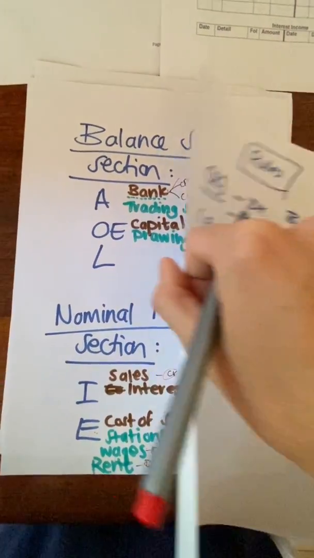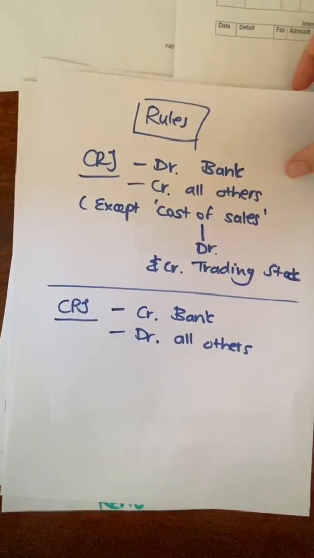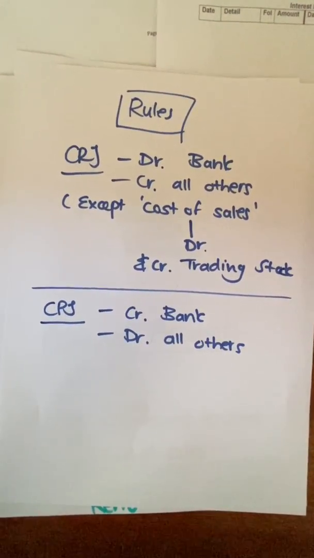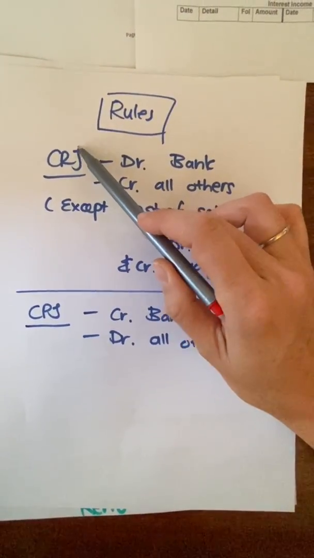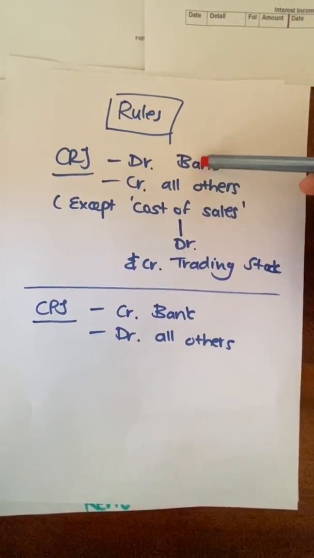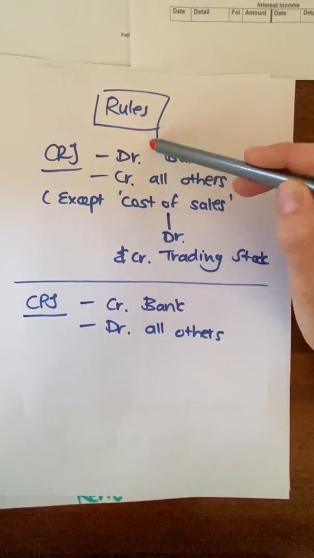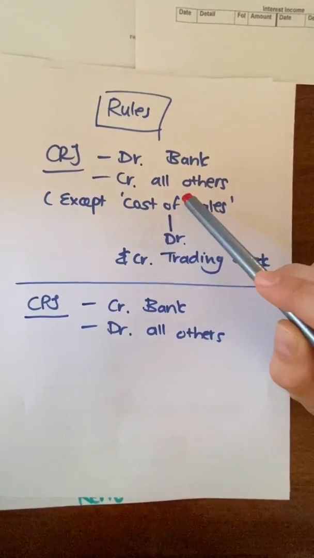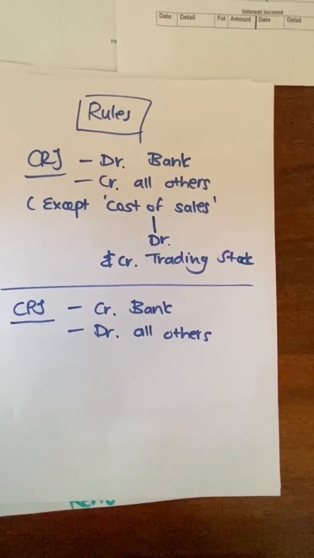Here are some rules, okay? If you want to do some memorizing, I would prefer it if you didn't. I would prefer it if you use that explanation that I gave you in the previous video, but if not, that's fine. Do this. When you are posting your cash receipts journal to the general ledger, you debit the bank account with your total receipts, and you credit all other accounts except for cost of sales. Cost of sales you're going to debit, and you're going to credit the trading stock account.